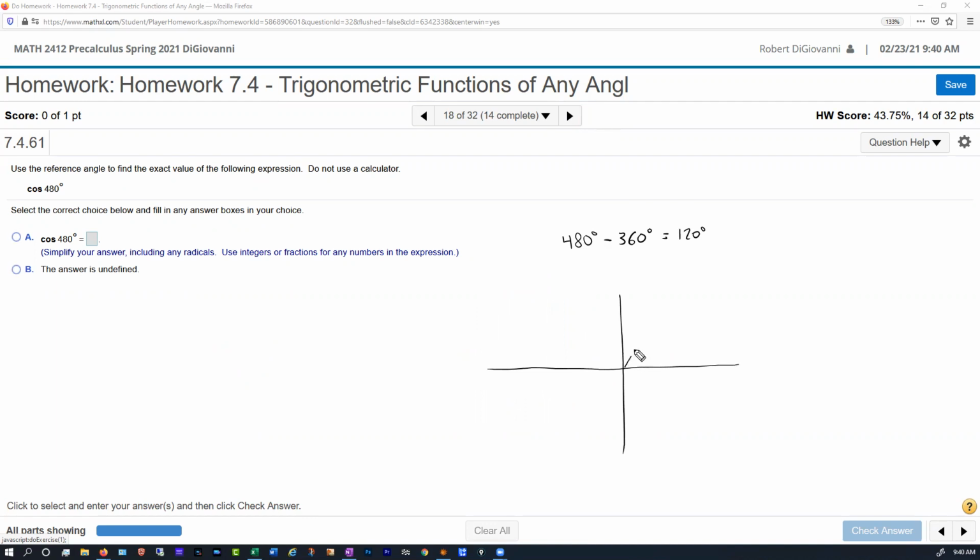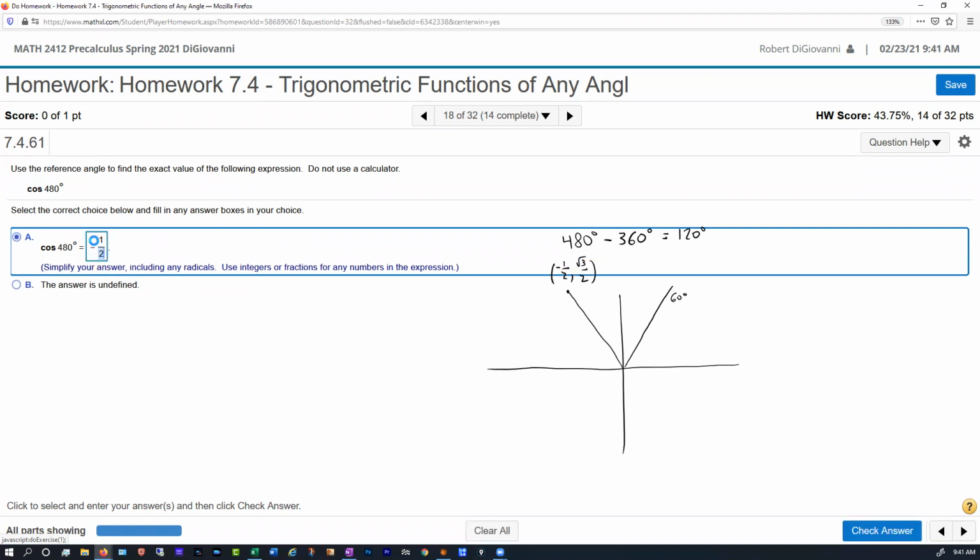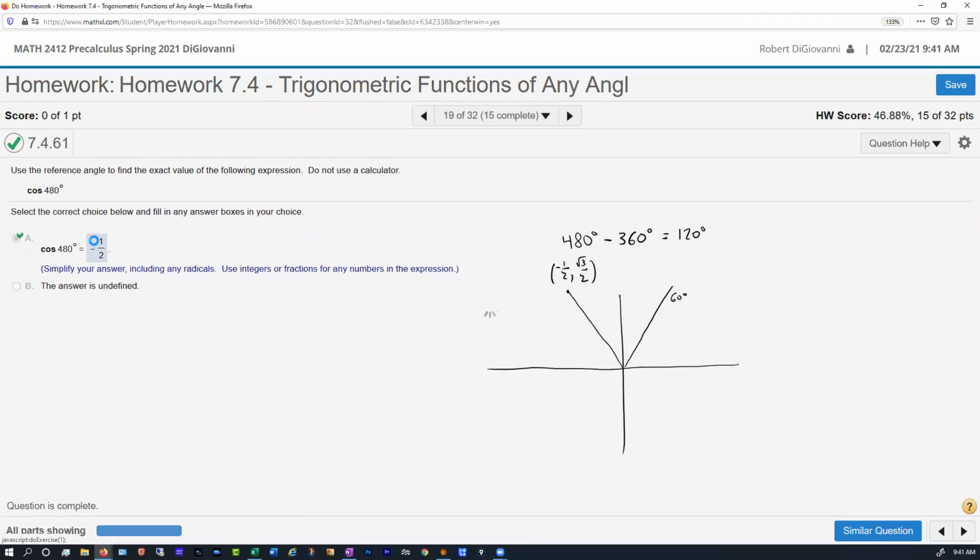Let's figure out where 120 is. Well, this is 60 degrees, right? If we add another 60, we'll be at 120. So that's where 120 is, and the coordinates for that point are negative 1/2, root 3 over 2. If we look at cosine, it should just be the x coordinate here, right? So we should just get negative 1/2. That's it.